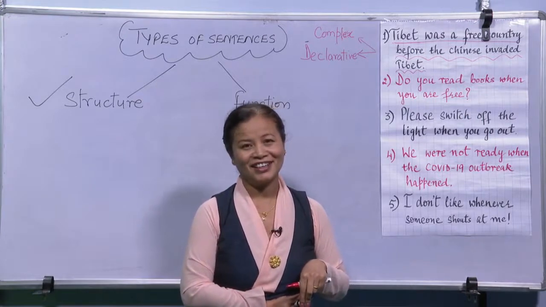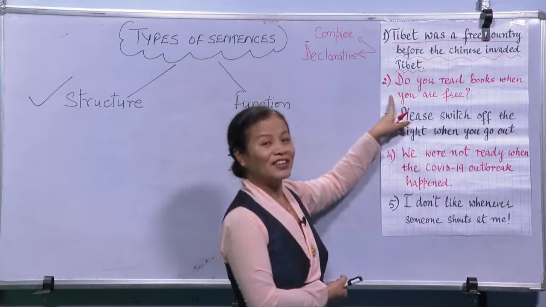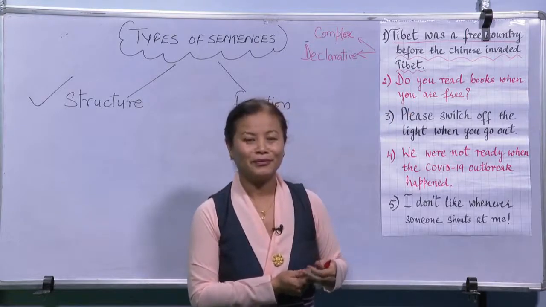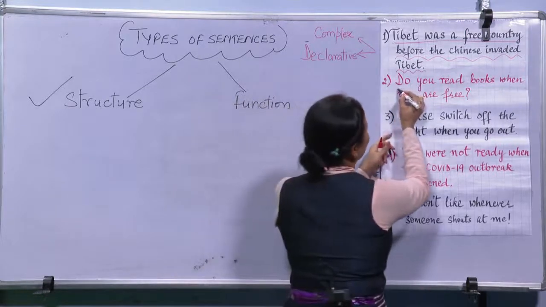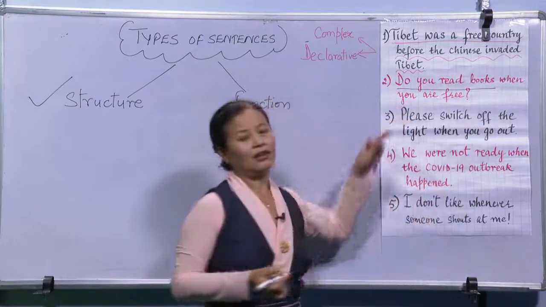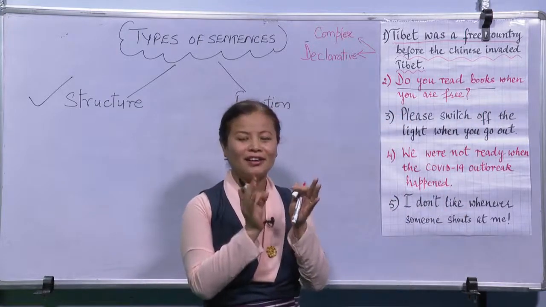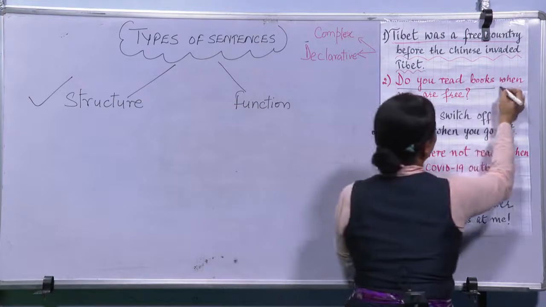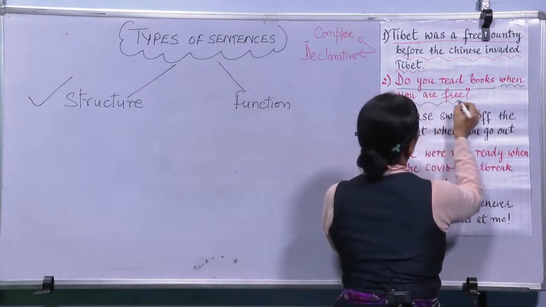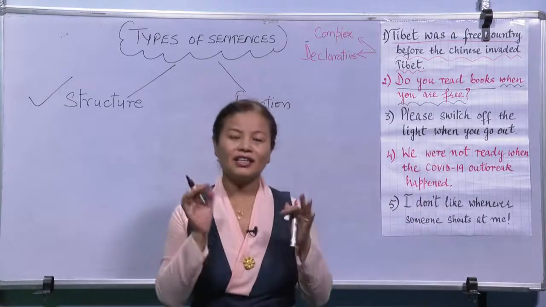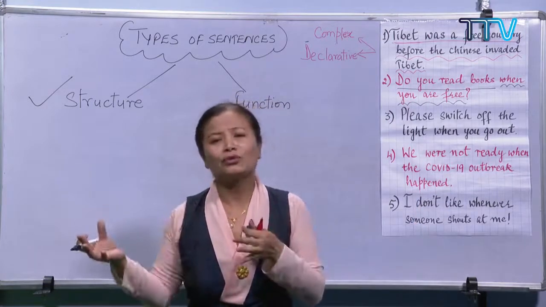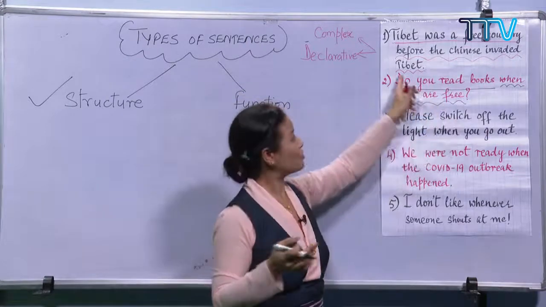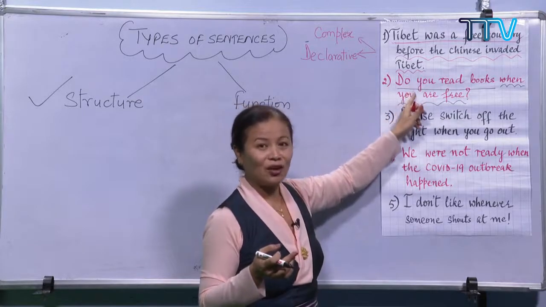Yes, you got it right. This is a complex sentence. Why? Do you read books? It's a complete sentence, isn't it? A clause that is independent. Do you read books? And then we have another clause. When you are free. That is a dependent clause. When you are free, what do you do? So it's not complete. So, do you read books when you are free? That is no doubt a complex sentence.